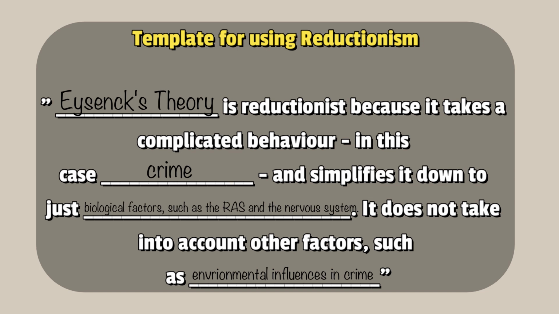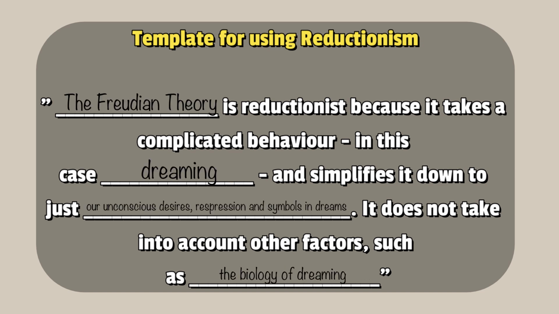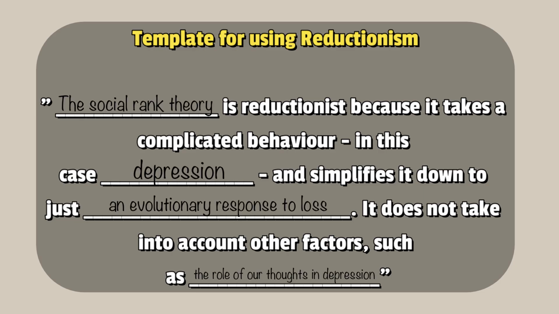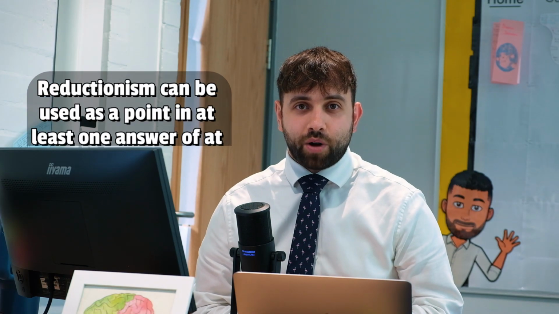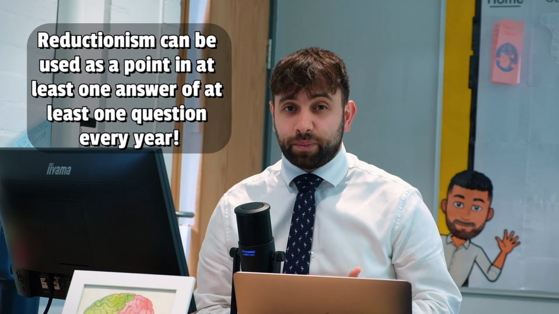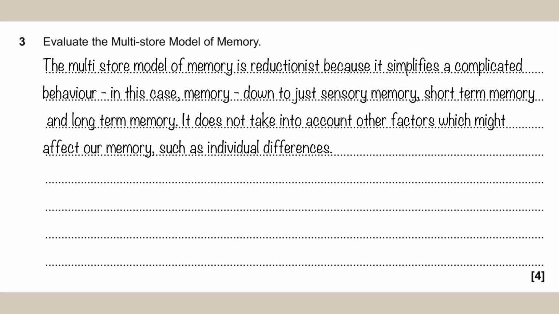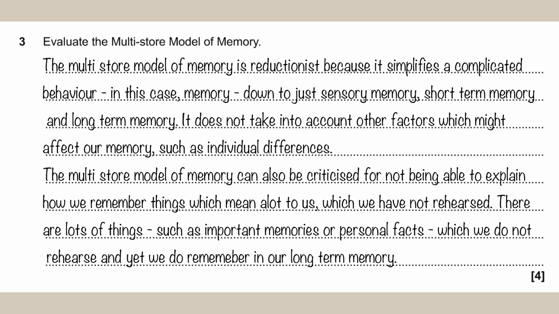This means that, especially because 90% of the theories are reductionist, if you can remember this template, get the right words in, and then come out with that reductionism example done properly, you're going to get yourself loads of marks in the exam, because often it's applicable in almost every year, every exam. Now, for 4 marks, I'd be giving a second criticism just to make sure that we're getting the marks. And the easiest one for the multi-store model is the idea that actually it doesn't take meaning into account.